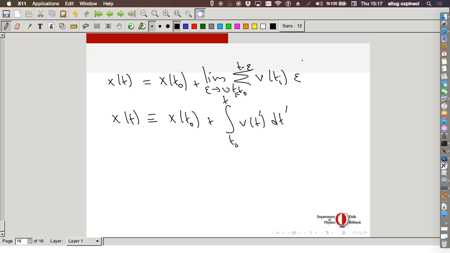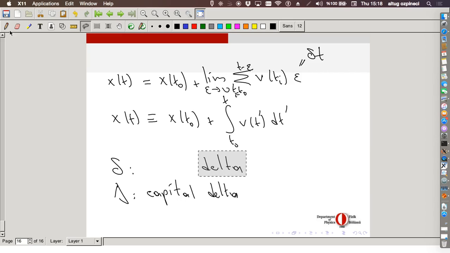Now we can say that epsilon becomes dt, as it's usually denoted, like delta t, your third Greek alphabet letter. This is also delta. Now this is capital delta. Okay, probably I wrote it wrong, but it's the small delta. And so this is basically what this d stands for. It's a very small change, an infinitesimally small change in t. And it's basically this epsilon that just becomes this dt prime. This is what we call the integral.